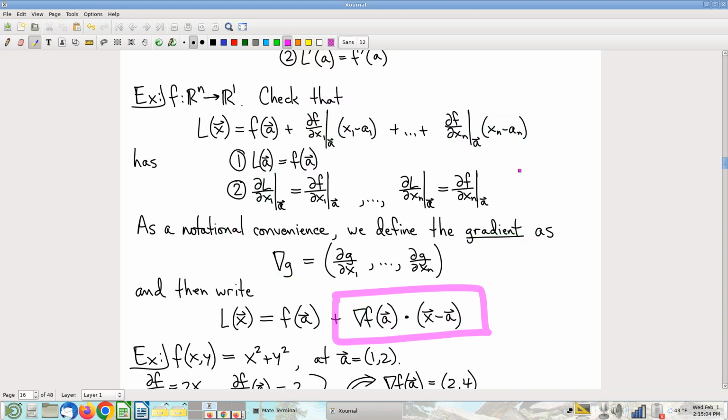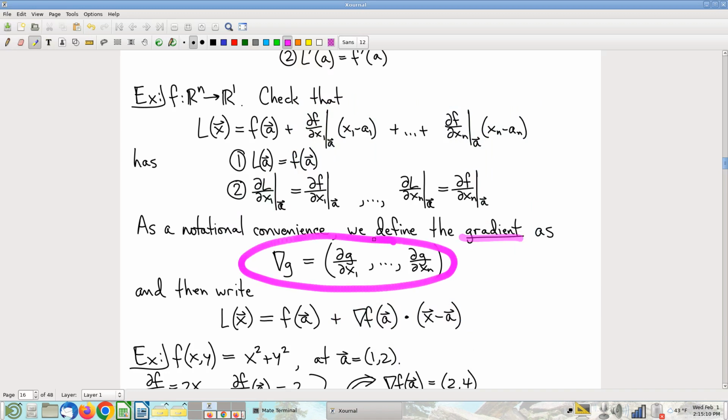Alrighty. So the gradient's a vector? Yes, that's right. The gradient of a real valued multivariable function is a vector. And interestingly, notice it's the vector made up of just all the partial derivatives. Oh, absolutely.